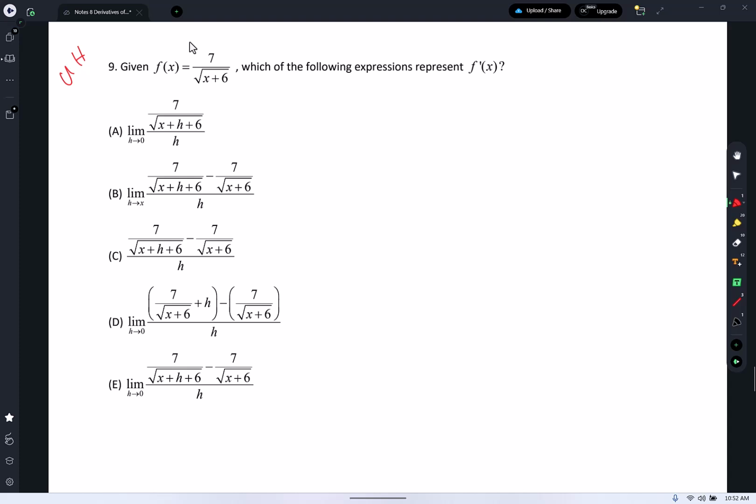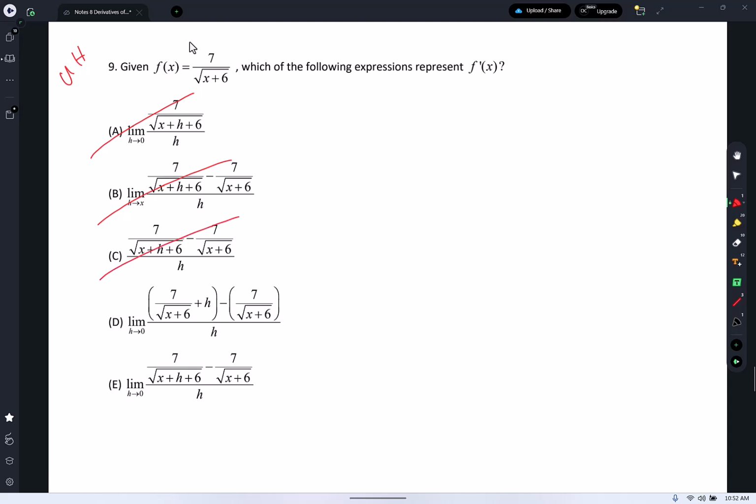Given f of x equals 7 over the square root of x plus 6, which of the following expressions represents f prime of x? Letter A? Can it be letter A? No, that one just looks whack. Could it be letter B? No. H is approaching x. Letter C doesn't have limit notation.